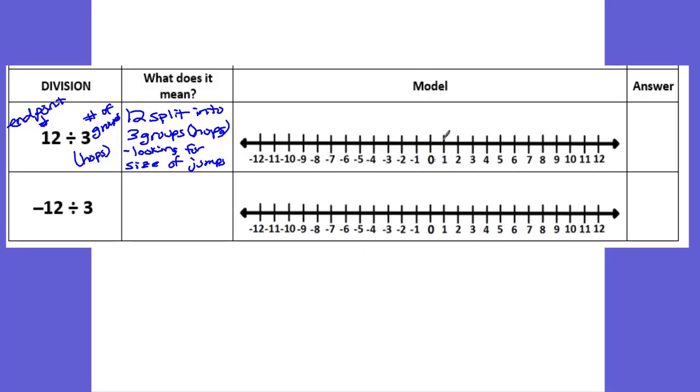All right, here we go. We're going to start at 0 again, and our endpoint is 12. So we're going from 0 all the way over to 12. And we need to split this equally into 3 groups. So when you split it equally into 3 groups, it's going to look like this. And the size of each group is 4 positives. So our answer is 4. 12 divided by 3 equals 4.